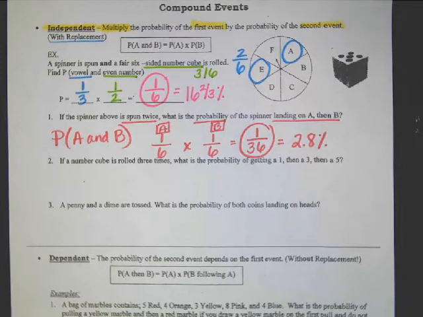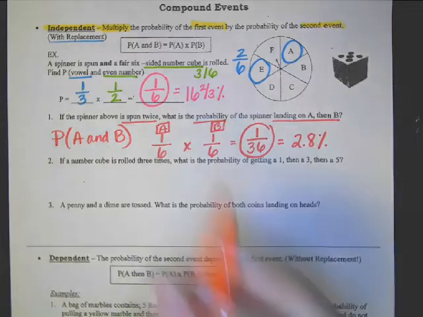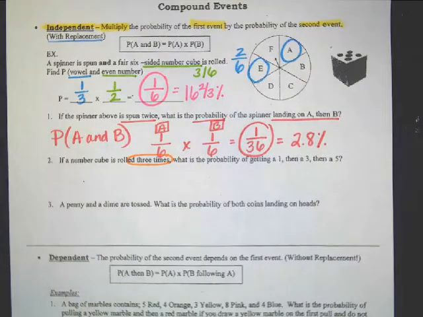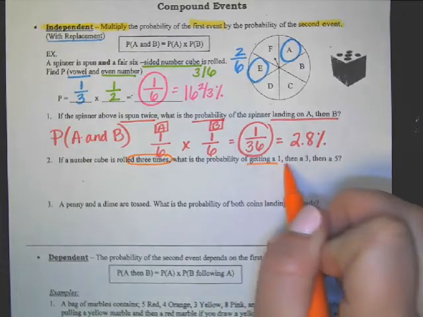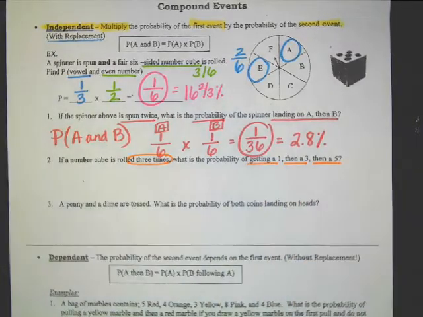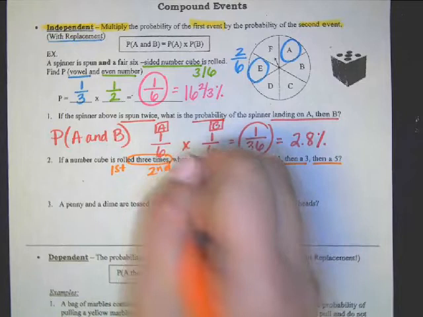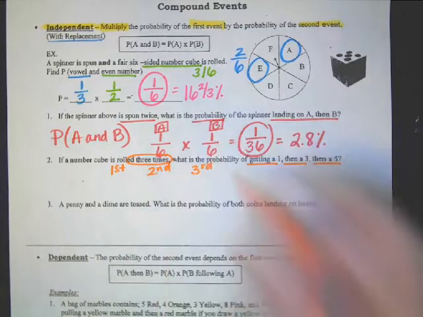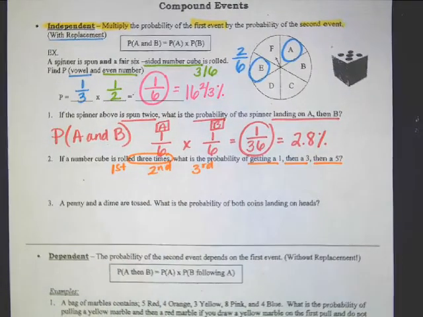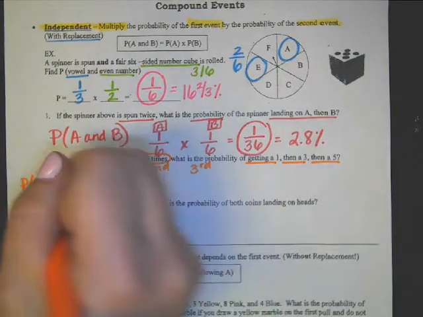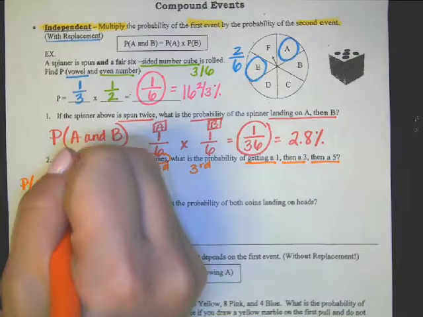Let's take a look at number 2. Number 2 says if a number cube is rolled 3 times, that's really important, 3 times, what is the probability of getting a 1, then a 3, and then a 5? The first time we roll, then we roll a second time, and then a third time. So, let's set up a probability. What is the probability of rolling a 1, a 3, and a 5?